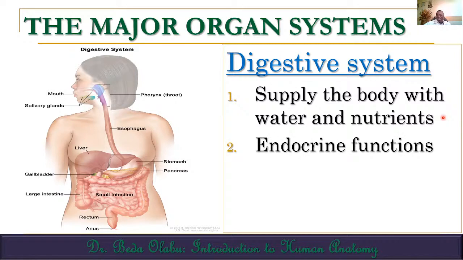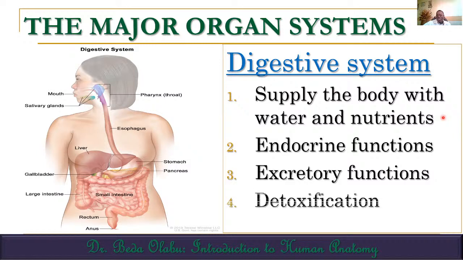There are some organs within the digestive system that also produce hormones, like the pancreas produces hormones. So there are endocrine functions as well. Also, there are some organs which excrete some wastes, like the liver. So there are some excretory functions as well. And again, the liver also helps to detoxify some things in the body. So detoxification is still a function of the digestive system.